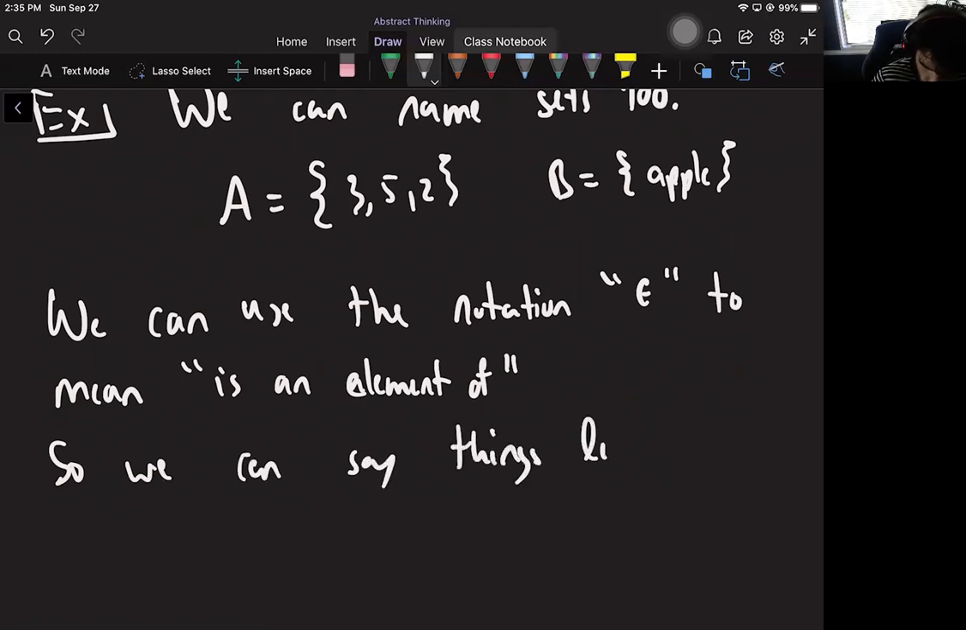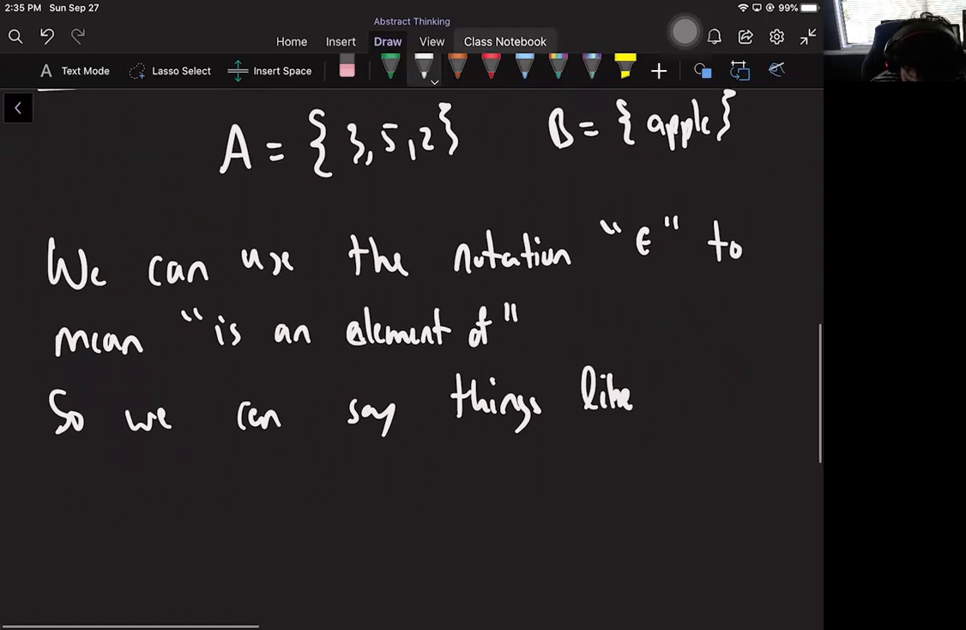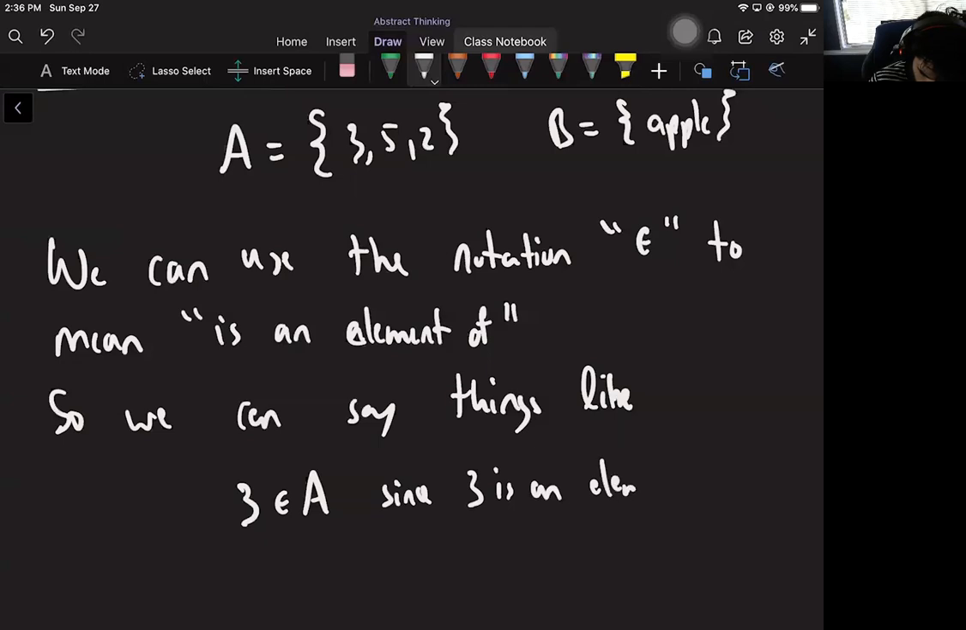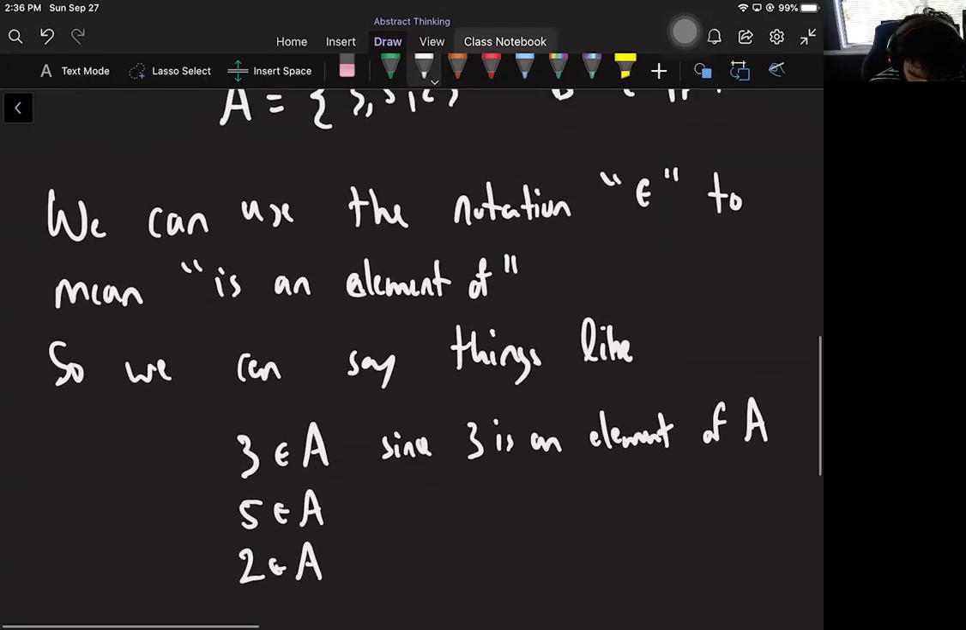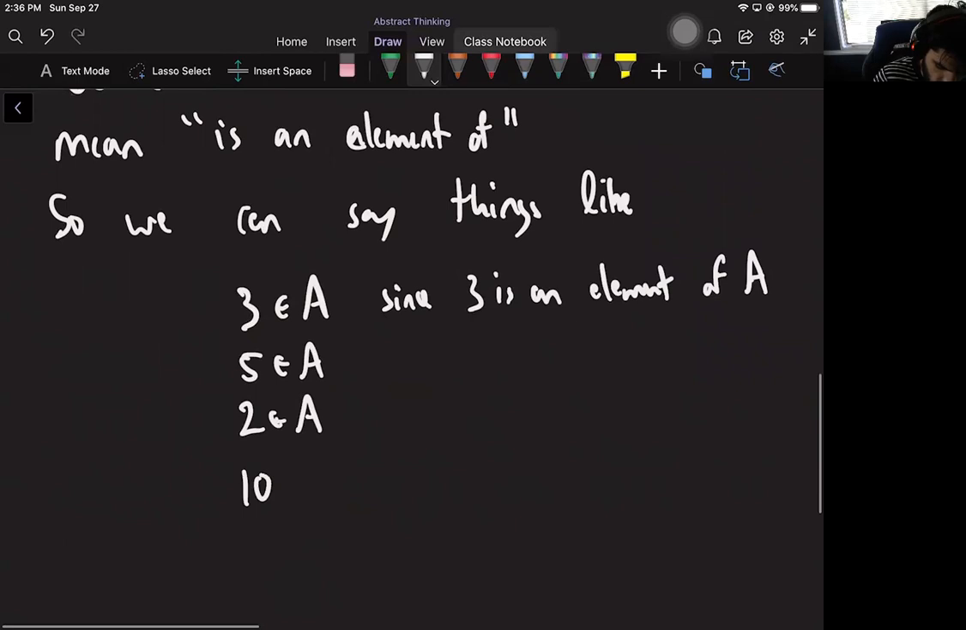So you'll see this a lot. For example, the number 3 is in the list that defines the set A. So I could say that 3 is an element of A, and that makes sense to write. And I could say 5 is in A, and I could say 2 is in A. But what's not in A is the number 10. So I could say something like this: 10 is not in A, by crossing it out.